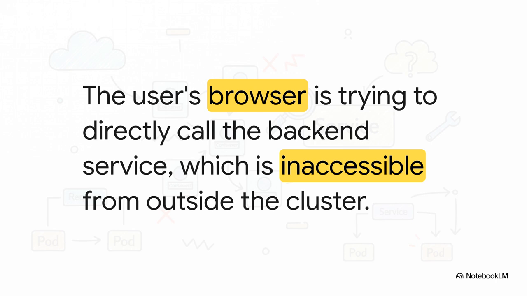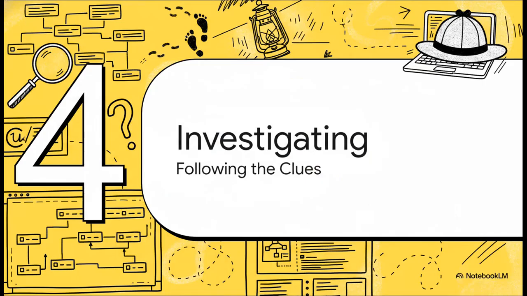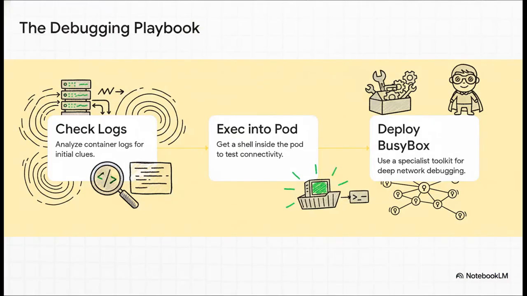The whole problem is in that one little arrow. Do you see it yet? To get to the bottom of this, we need to put on our detective hats and start following the clues. We're going to use a few standard but incredibly powerful Kubernetes command line tools to investigate what's really going on inside our cluster. Here's our playbook.